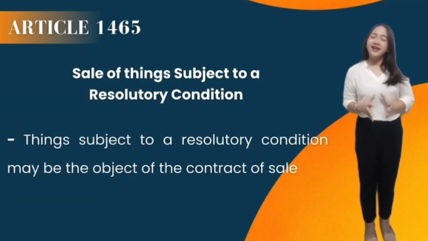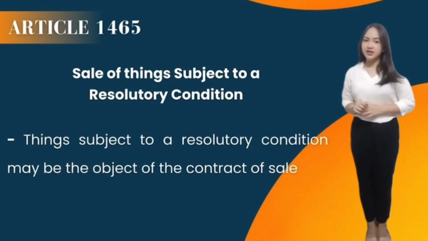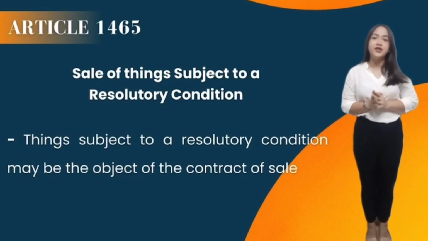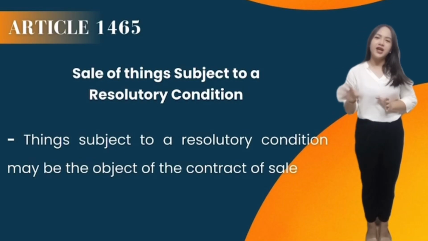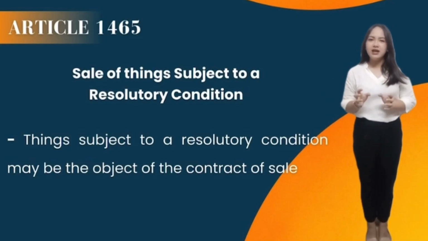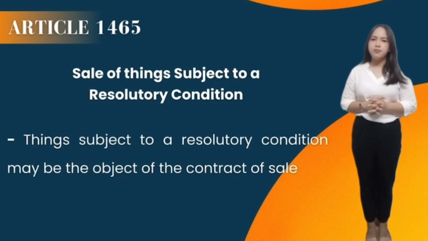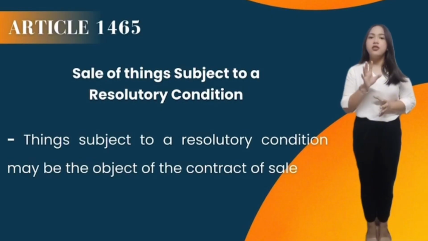Let's move forward to Article 1465. Things subject to a resolutory condition may be the object of the contract of sale, like what we've encountered in the law on obligations, the resolutory condition. So meaning, you can sell something even if the ownership might end in the future due to a specific condition being met. The sale is valid, but the buyer knows their ownership could be terminated once that condition occurs.